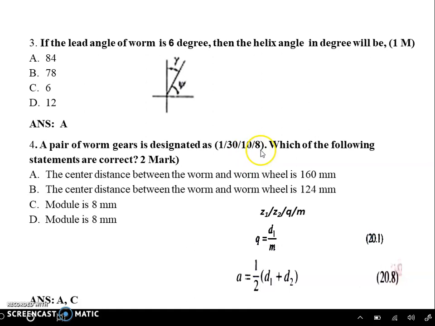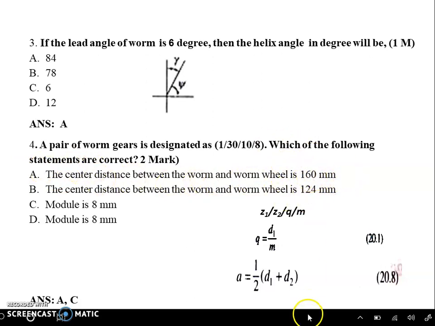So 10 into 8, that is 80. And secondly, Z2 into M means 30 into 8. This is 240. So 240 plus 80, that is equal to 320 and half of that. So that is 160 mm. So the center distance between worm and worm wheel is 160 mm.